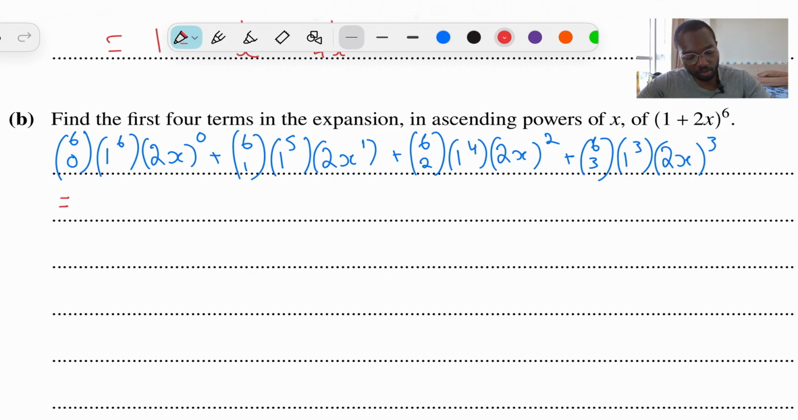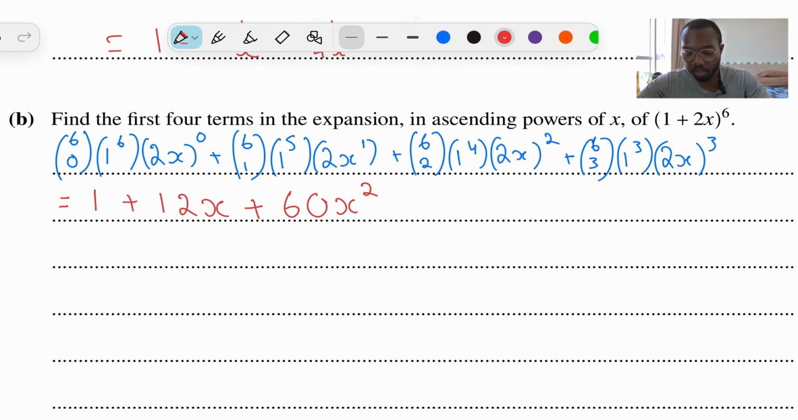And now if we work this out, well, for this first one here, 6 choose 0 is 1, times another 1, so we're left with a 1 for that first term. The second term, we have 6 choose 1, which is 6, times 2x, so that is 12x. For that third term, 6 choose 2. Now, what is 6 choose 2? 6 choose 2 is 15, so it's 15 times 2x squared. Well, 2x squared is 4x squared. So 15 times 4x squared is 60x squared.